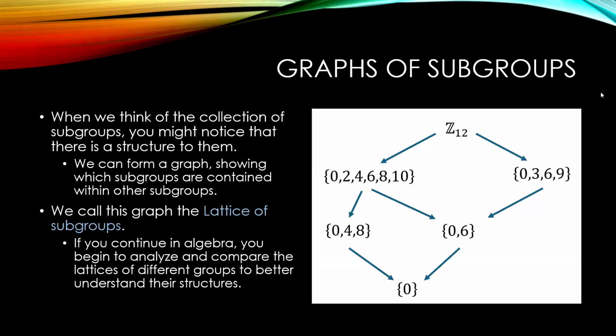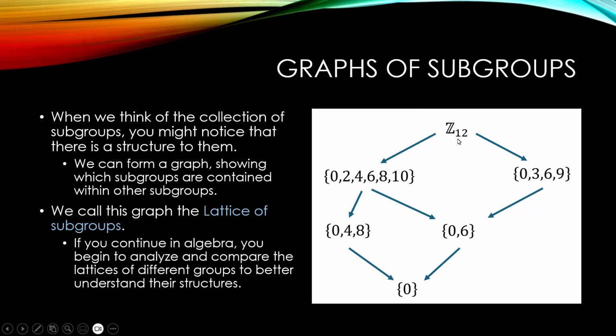We can also think of the graph of the subgroups, because of course, graphs are everywhere. When we think about the collection of subgroups, you might notice that there is a structure to them as well. We call this structure the lattice of subgroups, and it's a directed graph. If you continue in algebra, you begin to analyze and compare these lattices of different groups to better understand their structures.